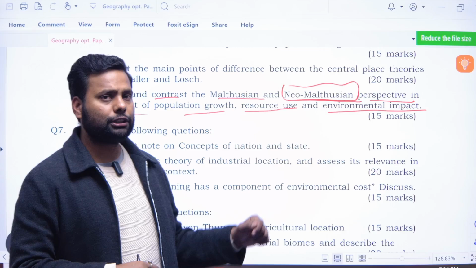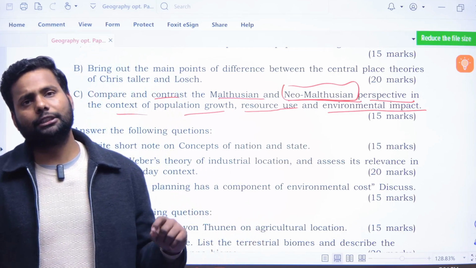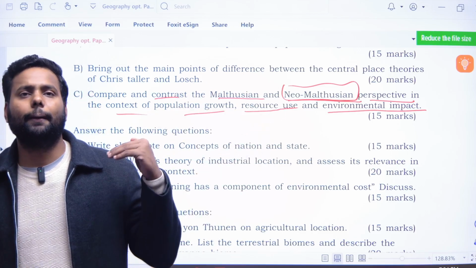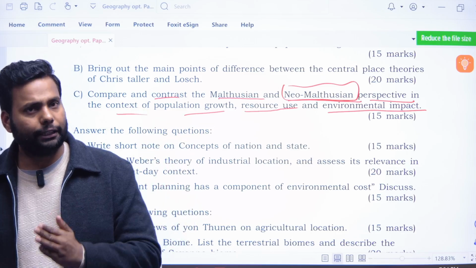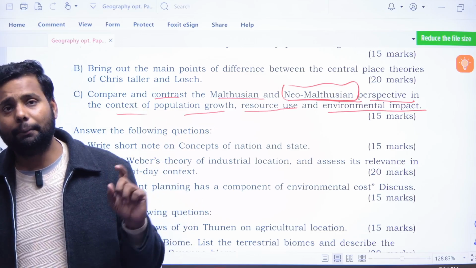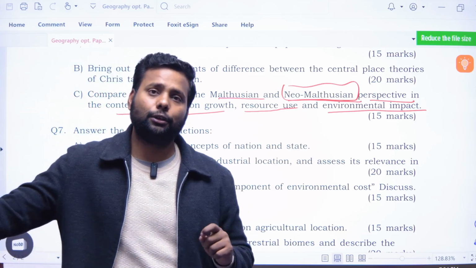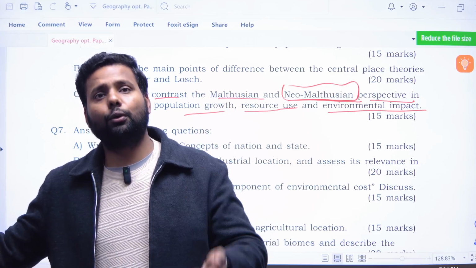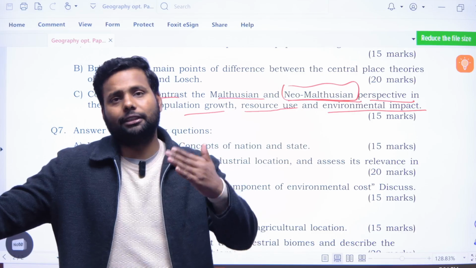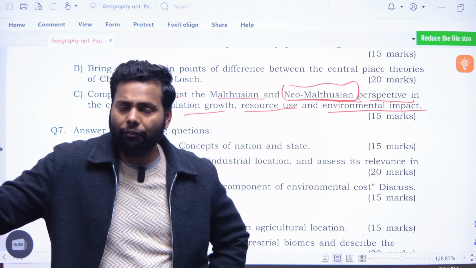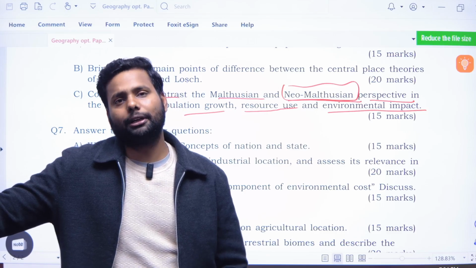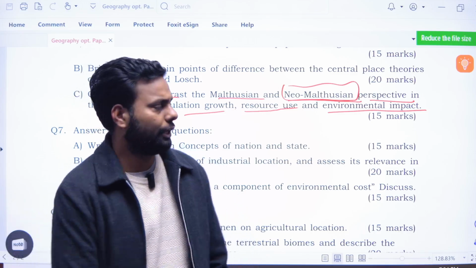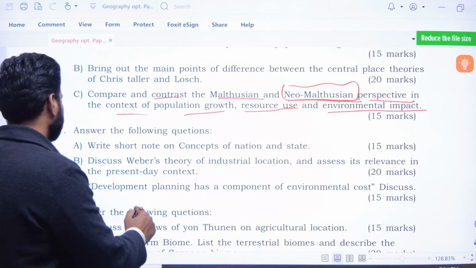Now, neo-Malthusian theories are saying that yes, this is true when the population grows on the basis of the geometrical method and food grows arithmetically, but because of human interference, because of development of human technology, food can grow in a geometrical way, like the green revolution led to food growing in a geometrical way along with the population growth. Okay, you have to just mention all these things.